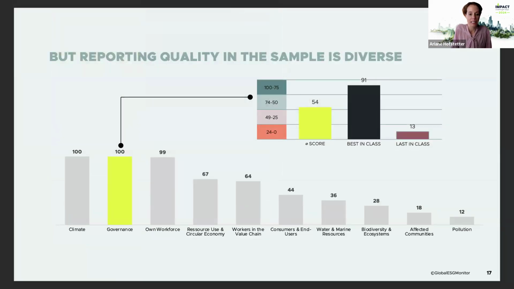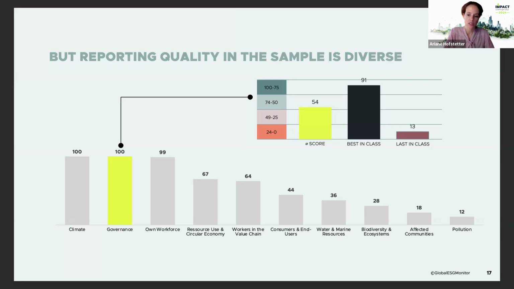What I'm showing now is the performance of our sample in the area of governance. As I said, it was really hard for us to group the companies in there. So it could be the case that we have measured them in areas which are not material for them. We have therefore excluded, for example, animal welfare from our scoring.